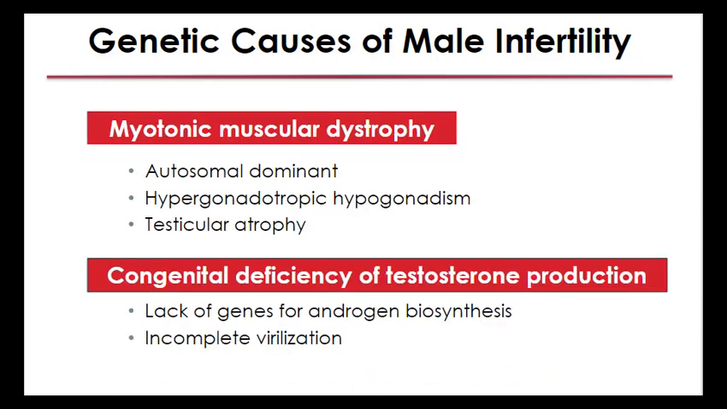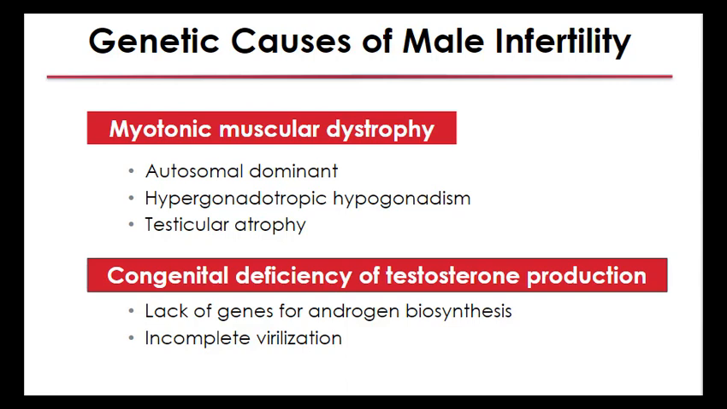Other genetic abnormalities include myotonic dystrophy and congenital deficiency of testosterone production. Myotonic muscular dystrophy is an inherited disorder of progressive muscle degeneration. It has an autosomal dominant pattern involving chromosome 19 and is the most common form of muscular dystrophy that begins in adulthood. The condition causes hypogonadotrophic hypogonadism with elevated FSH and luteinizing hormone, LH, with low testosterone.